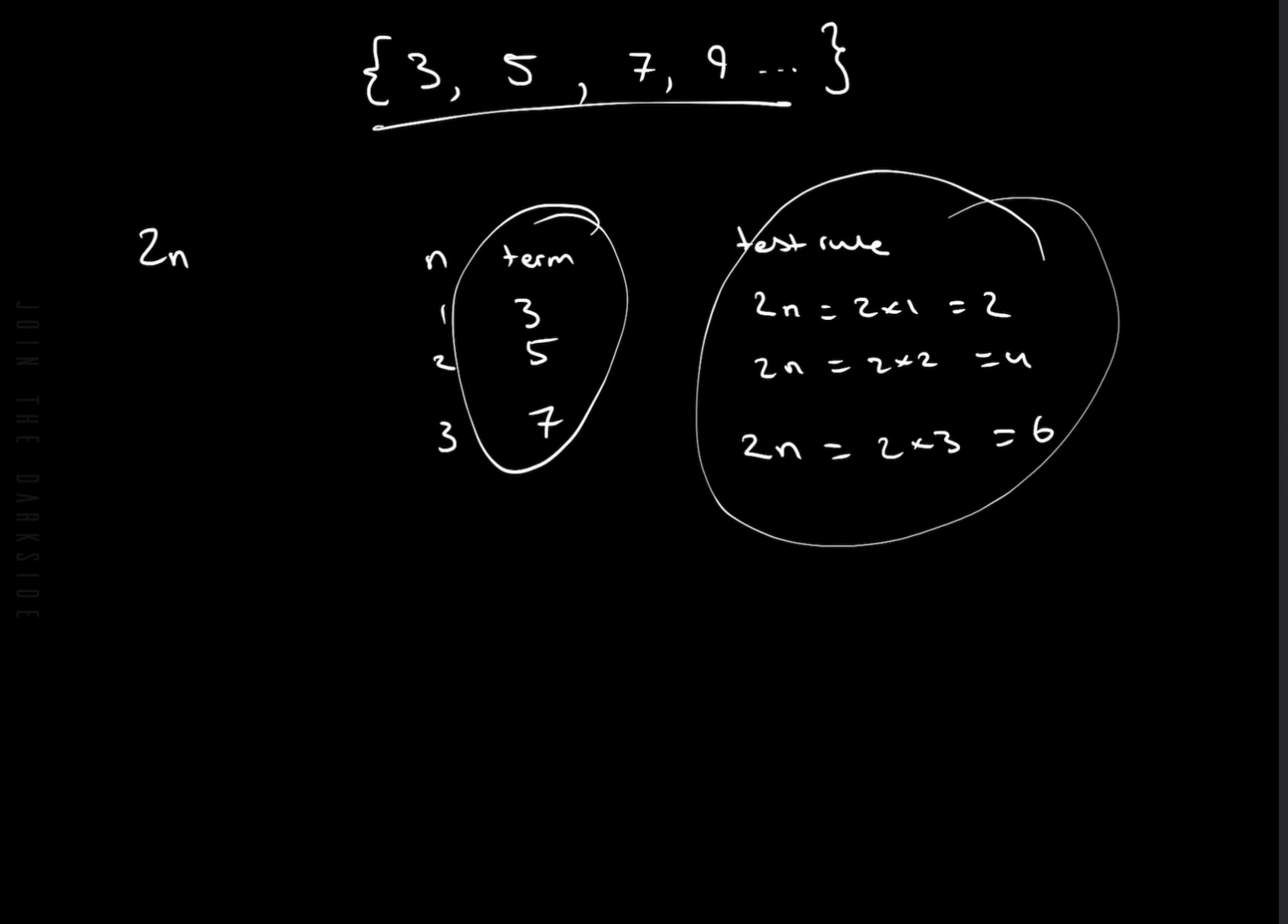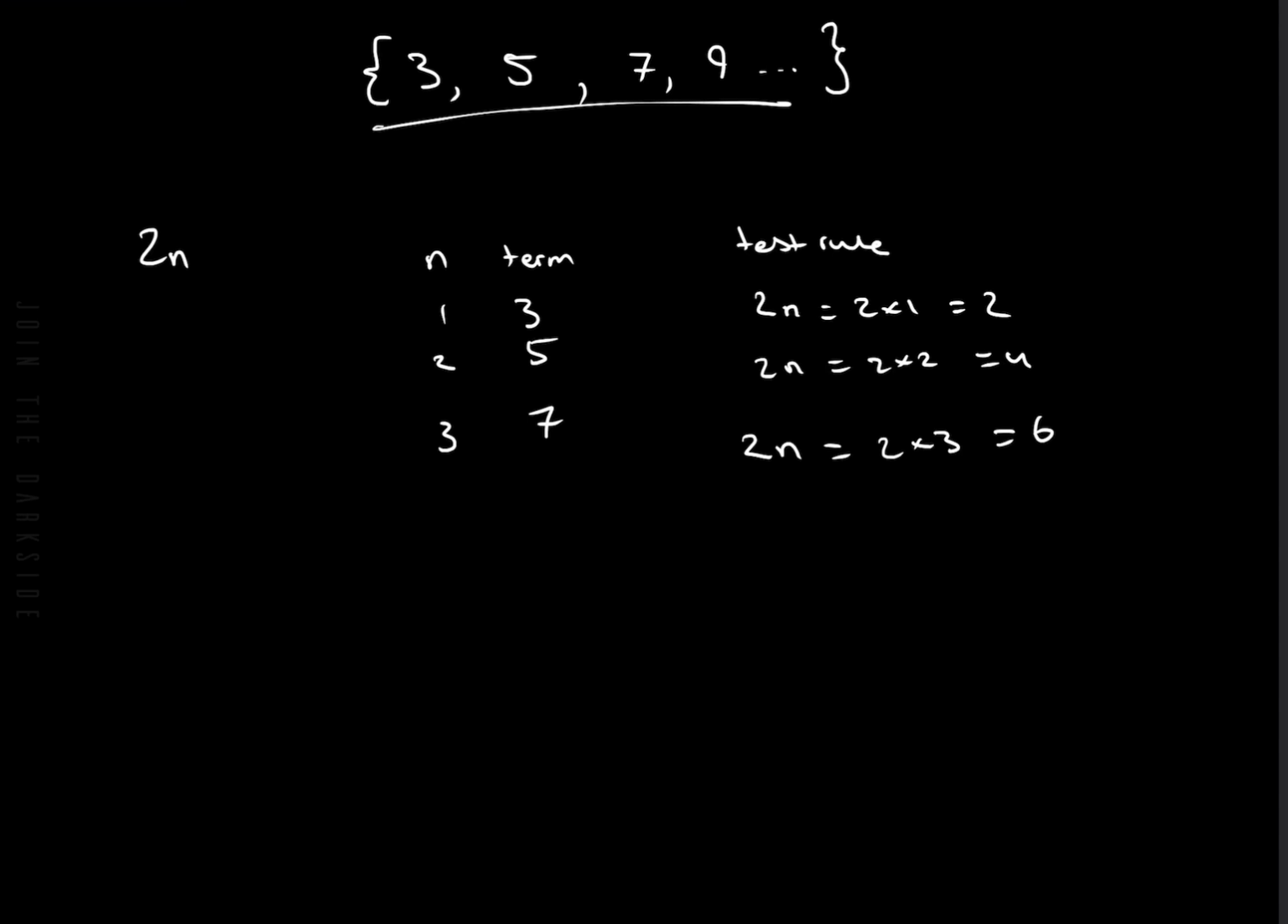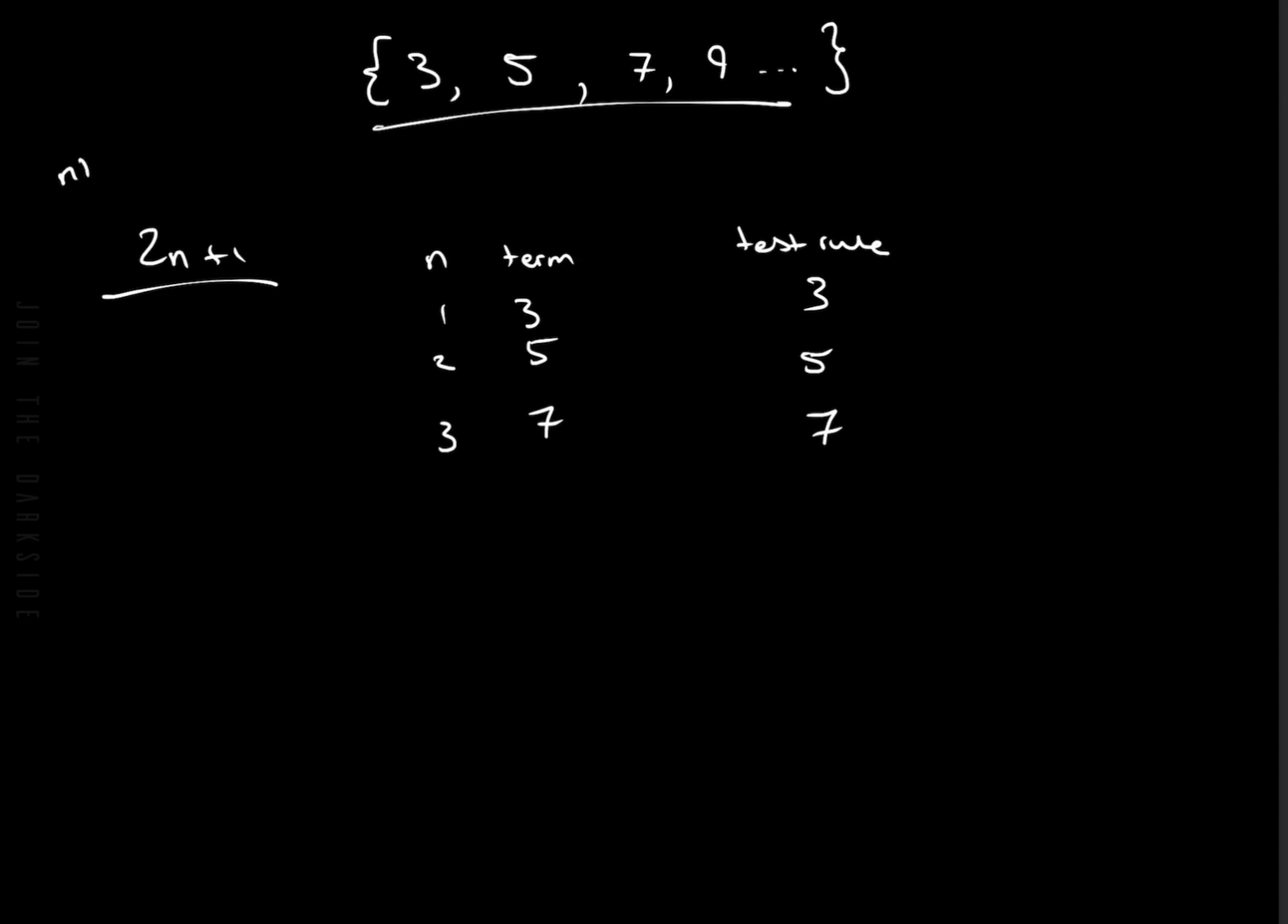Let's try 2n plus 1. So let's try 2n plus 1. If n is 1, 2 times 1 plus 1 is 3. Our second term has to be 5. So 2 times 2 plus 1 is equal to our 5. And 2 times 3 is 6 plus 1 is 7. So it matches our test rule. Our term matches our new term. So our nth term is equal to 2n plus 1. So we've found our nth term.